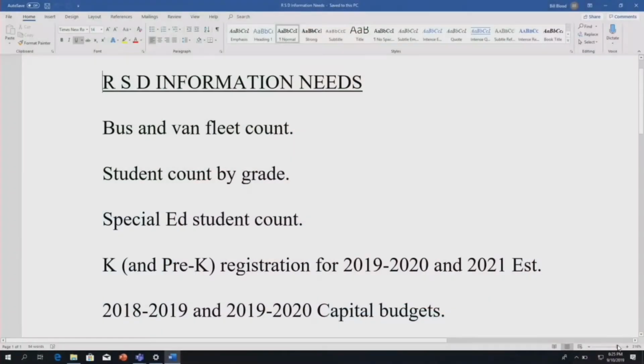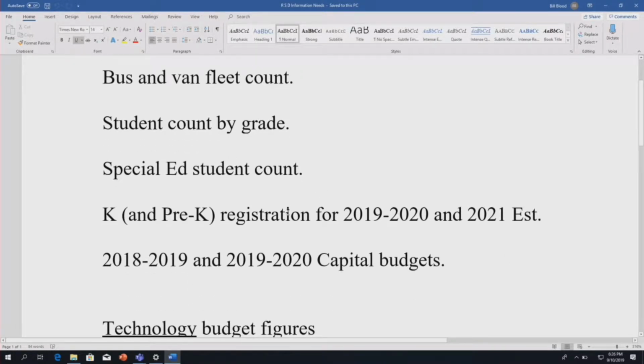I need to know how many buses are going to come forward, because that goes into the maintenance of the buses and it goes into staffing. So at some point in time, and I'll put a date on this later. Well, it's part of the proposal. Okay, I understand all that. I'd like to get a student count by grade, I think I can get that relatively quick. I'd like to get a special ed count. I'd like to get their estimate on pre-K, which K was 50 this year, was it 49 or 50?